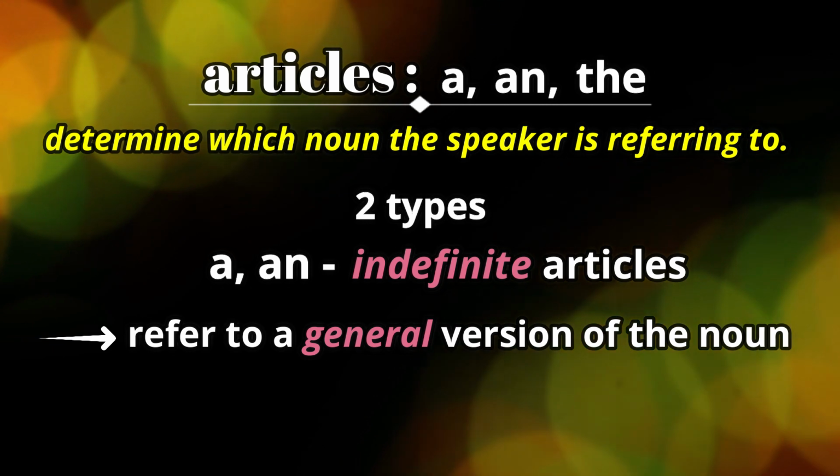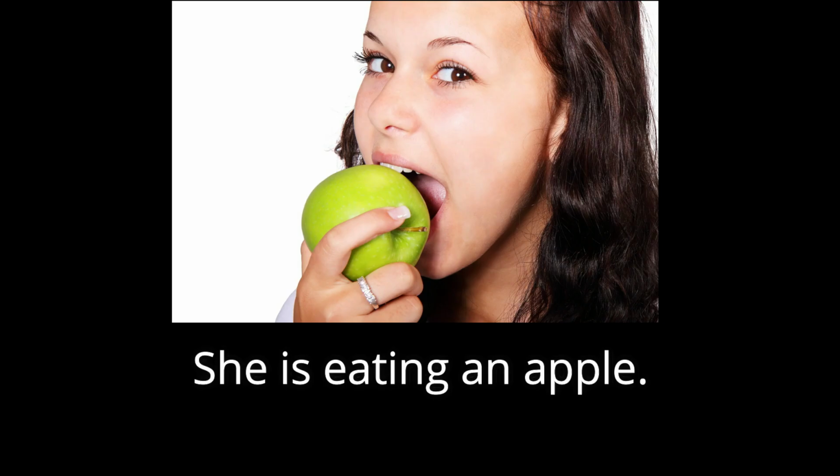Let's look at the example. She is eating an apple. In this sentence, an is indefinite because we don't know much about the apple. We just know that there's an apple there. Okay, it can be any apple.